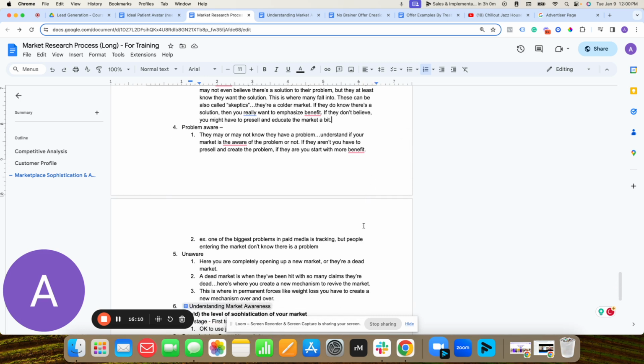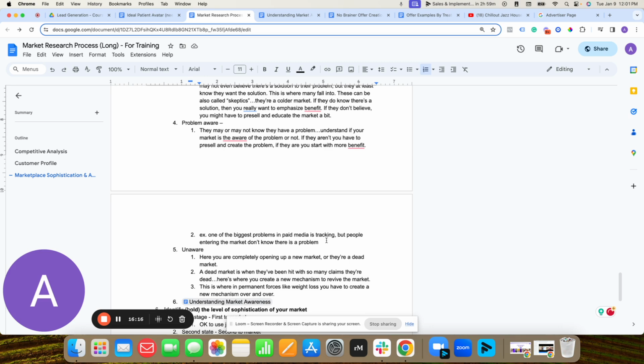An example of this is one of the biggest problems in paid media is tracking, but people entering the market don't know there's a problem. So if I flip this for medical practices, just because I'm pulling this same thread of regenerative medicine here, one of the biggest problems would be poor quality stem cell sources, and Chiro is making a bad name in the space. This is something that if you knew existed, you would know. But if you just had no idea, you just don't know yet. So not many of our ideal patients are in this here.